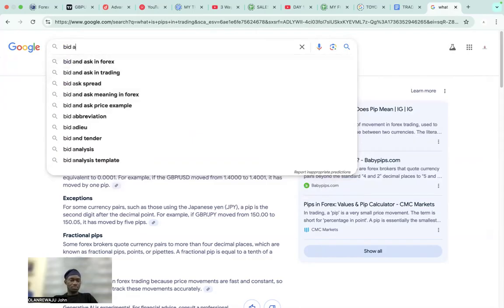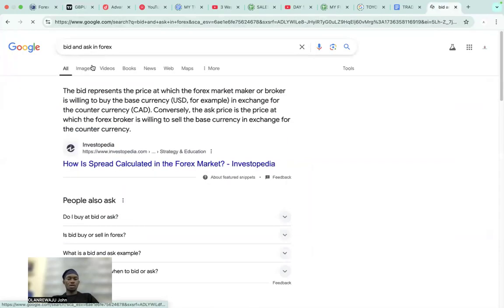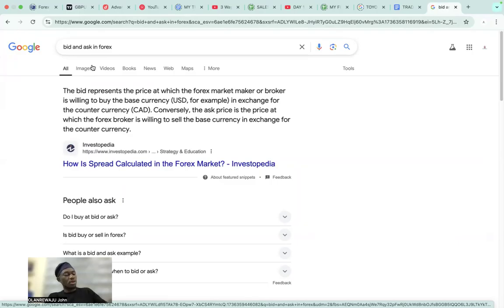Bid and ask. Do you get it? That's just the way it is in this industry. When you check very well, the difference isn't usually that much or significant.